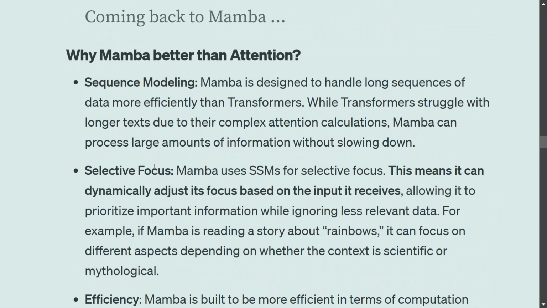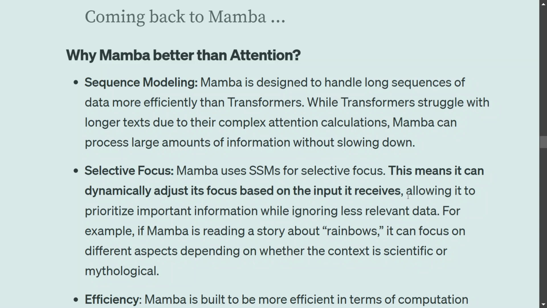Talking about selective focus, Mamba uses SSMs for selective focusing. It means it can dynamically adjust its focus based on the input it receives. In case of attention, if you already know how it works, every word is able to see all the other words. For example, take the sentence, the fox sat on the mat. Here all the words are visible to fox. This is computationally very heavy, and you won't require it. If the context is very large, this becomes even more unbearable.